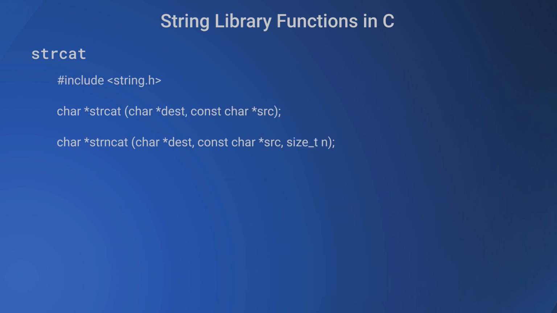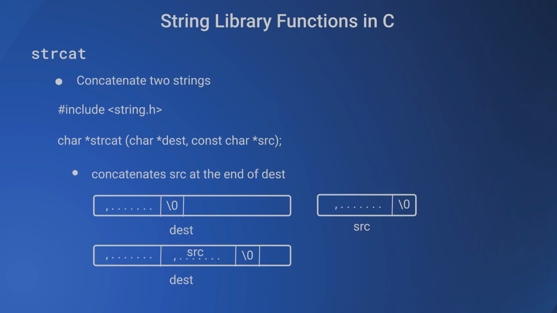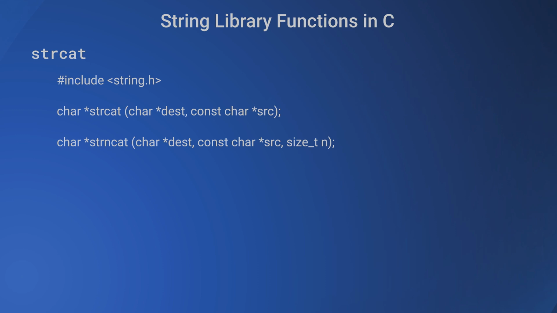Coming to strncat, it has a third parameter, a number n. If the source string src has more than n characters, only the first n characters are concatenated to the destination string dst, and then the terminating null character is written. Now, very important, the destination string must have enough space for accommodating the characters from source string and the terminating null character. Both strcat and strncat return a pointer to the destination string dst.